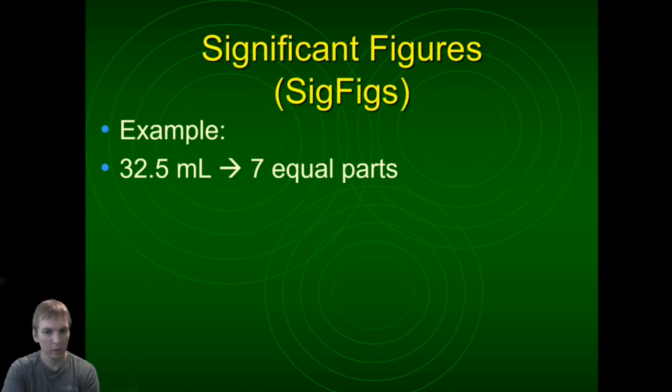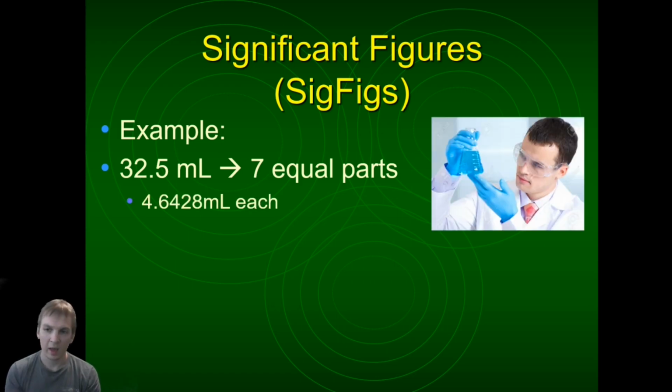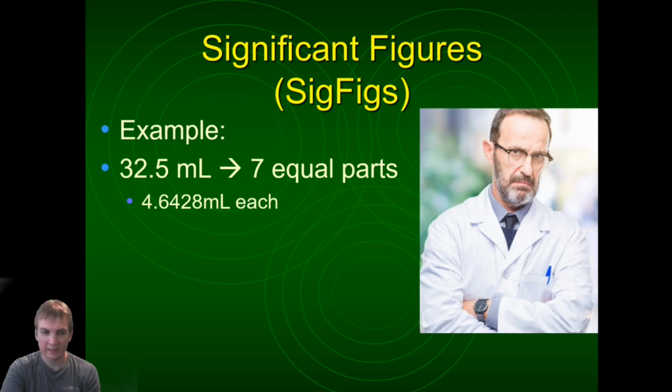All right, so let's say you pull out your calculator on your phone and you simply do 32.5 divided by 7, and you take a look at it and you say, all right, boss, each sample is going to have 4.6428 milliliters. And so that's the answer you give him, and the boss is going to say, nope, that doesn't sound right. Go back and do it again. So you might be confused. You did it on the calculator on your phone.